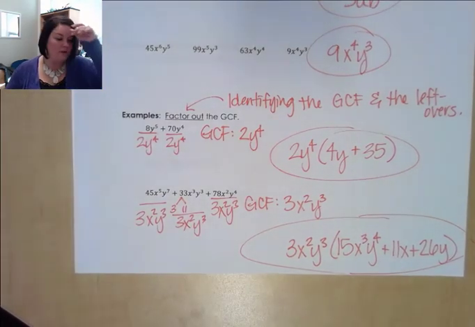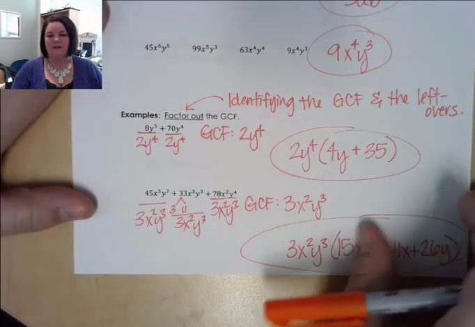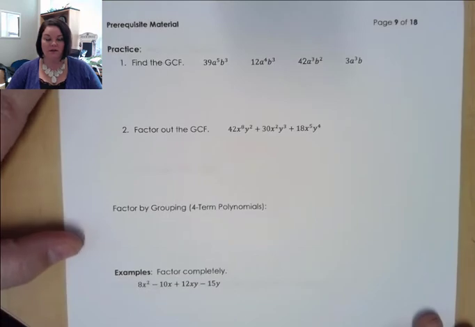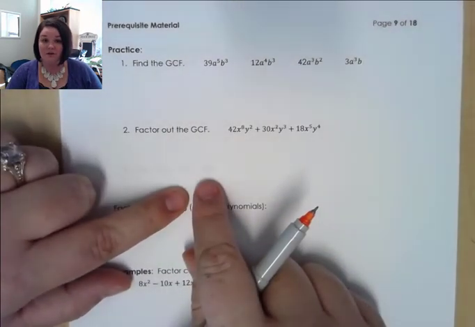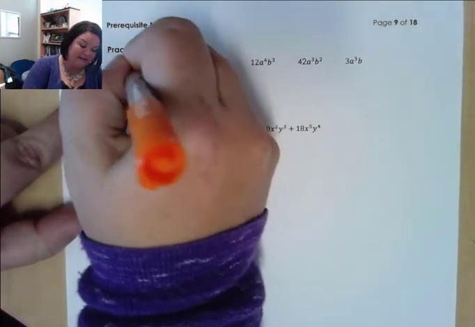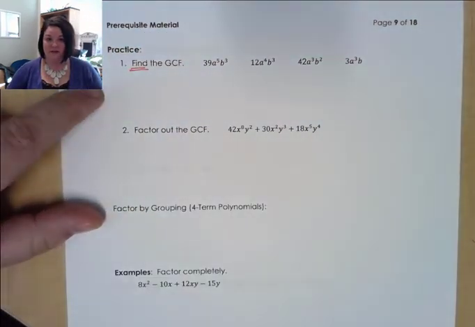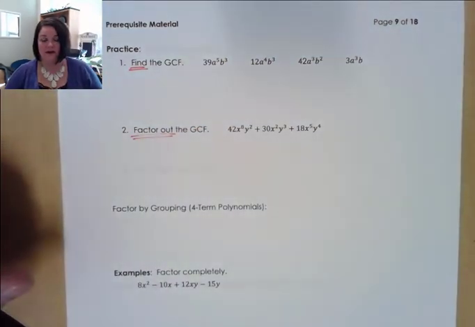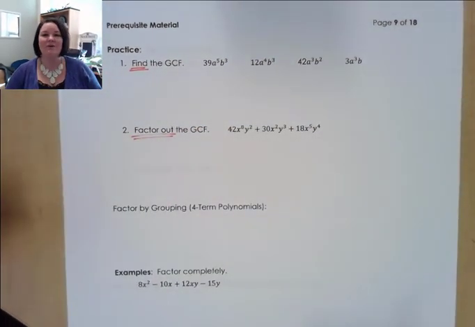Okay, are we kind of okay with the process? All right, so on the next page, there are 2 for you to try. So I want you to go ahead and pause the video and take a minute. On number 1, notice you're just finding the greatest common factor, right? On number 2, you're factoring out the greatest common factor. So take just a second, pause the video, and then play it, and I'll display the answers, okay?